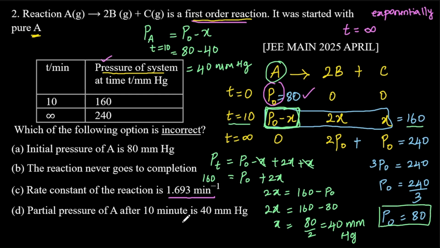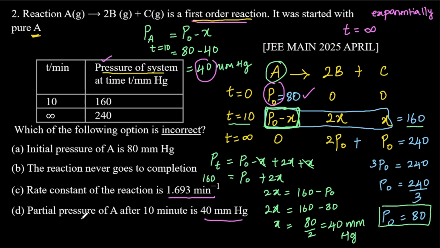Partial pressure of A after 10 minutes is 40 mm of Hg. So partial pressure of A after 10 minutes is P naught minus x, which we found as 40. So option D is also correct. So A, B, D are correct. So definitely option C is the only wrong one. We will check that. How to find the rate constant of the reaction?